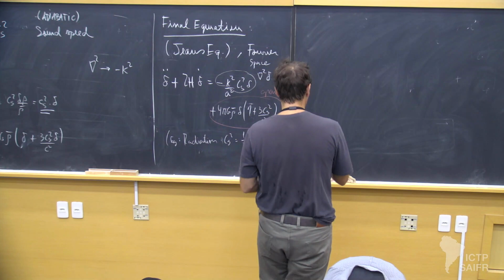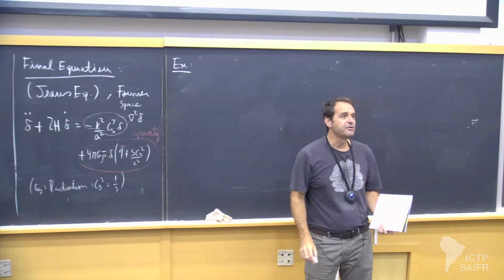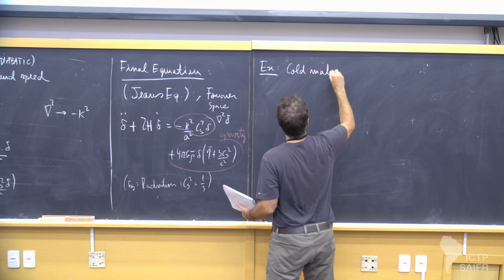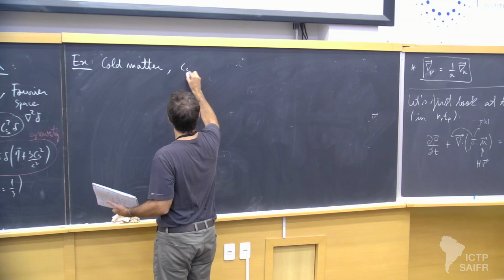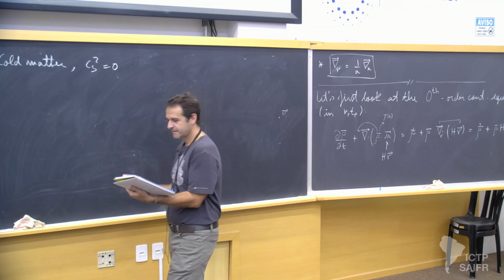Okay, so let's try some solutions to these Jeans equations, okay? An example of one solution to the Jeans equation is when you consider only cold matter. And that means cold dark matter or cold baryons or whatever. And then you have this is zero. By the way, this is the usual situation that we are going to see. Not always, but this is like the most basic thing that we can do here.